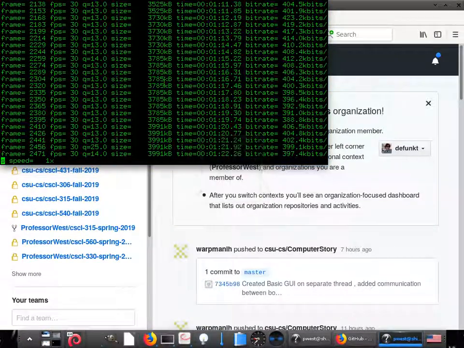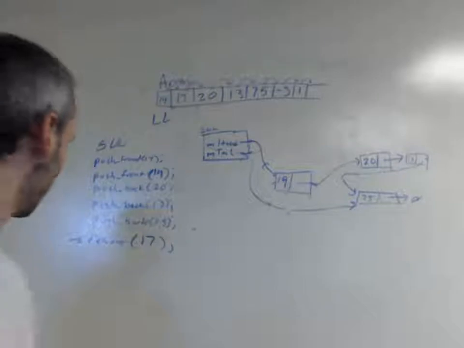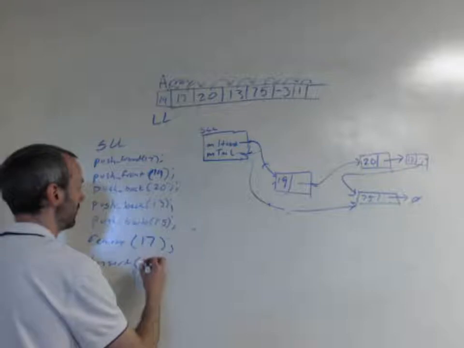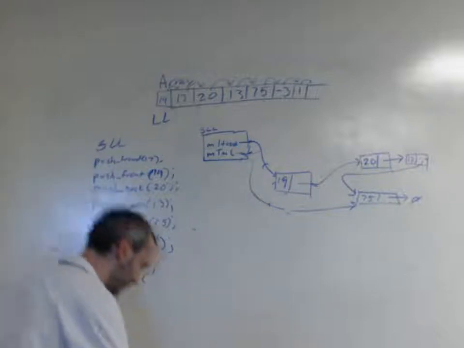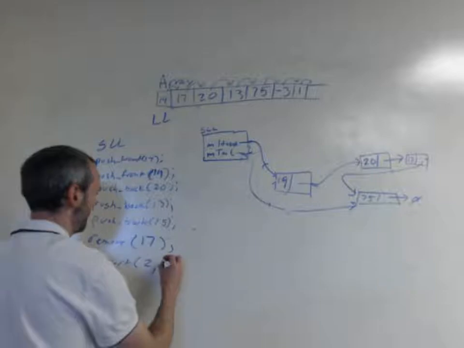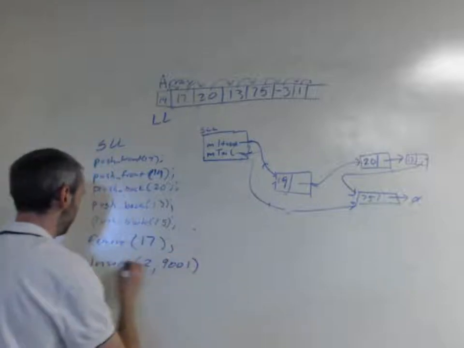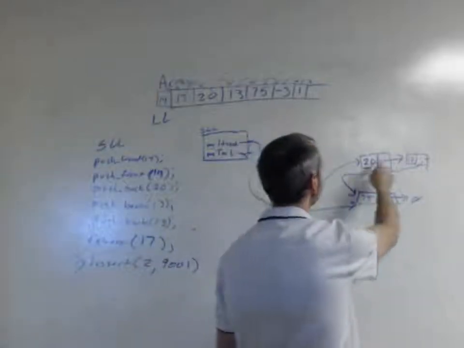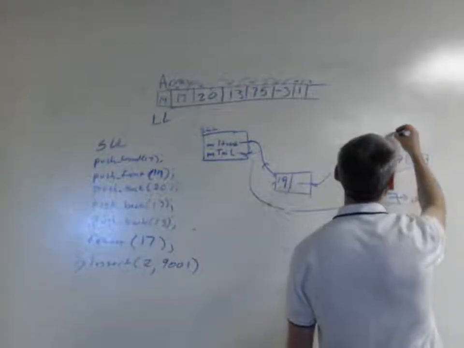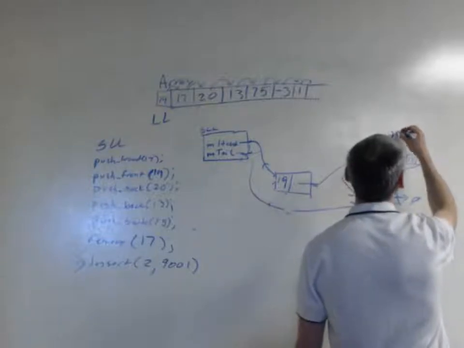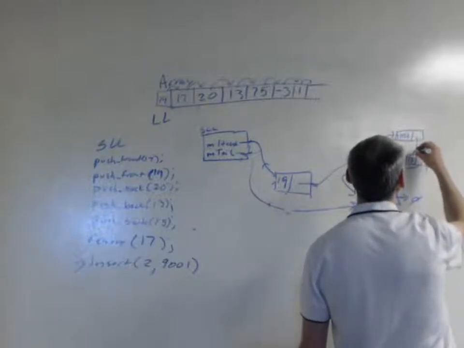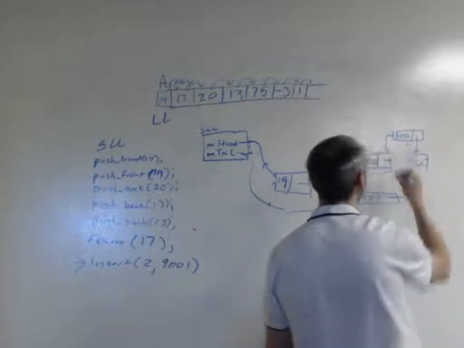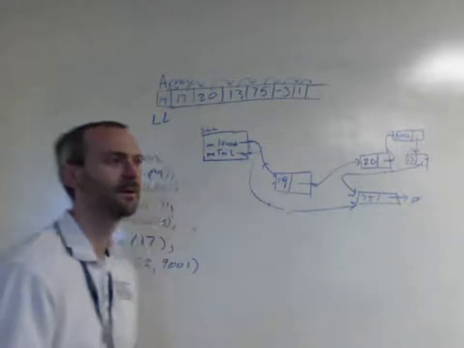Right. Let me write an example of this function because I see it's a little confusing. Insert, we'll call it 2, 9001, position 2. That's position 0, position 1. So then we'd want to go into position 2. It's 9001. And then that would point down here, and of course we get rid of that arrow. You see what I mean by position 2 now?